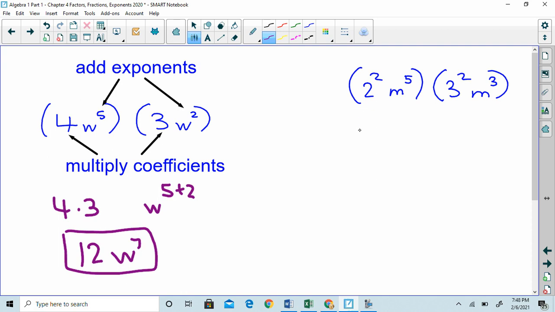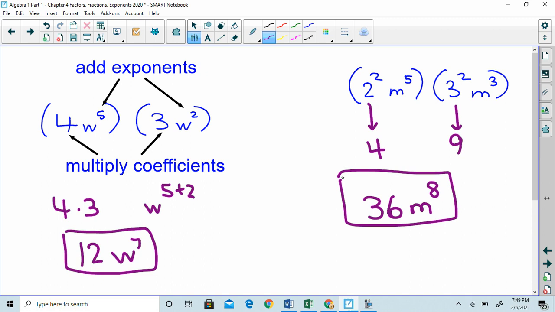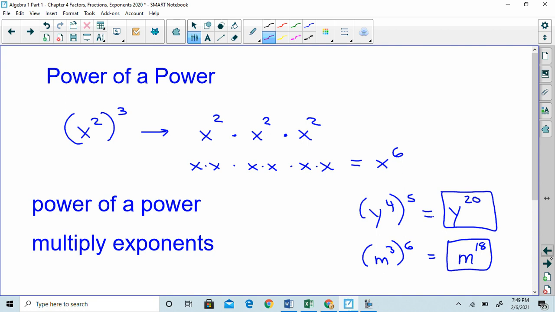These are different bases, so I can just evaluate 2 times 2, which is 4, and I can evaluate 3 times 3, which is 9. What do I do with coefficients? I multiply them. 4 times 9 is 36. Onto my variables, I have m to the fifth times m to the third. 5 plus 3 is 8. So when we're multiplying, the key to this is if the bases are the same, you keep the base and add exponents.